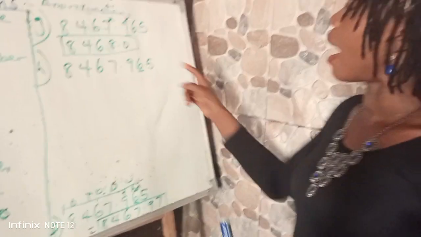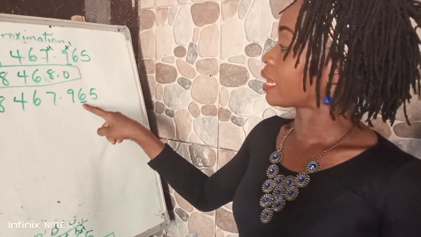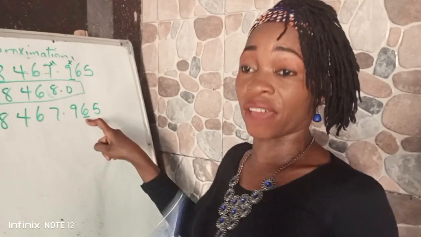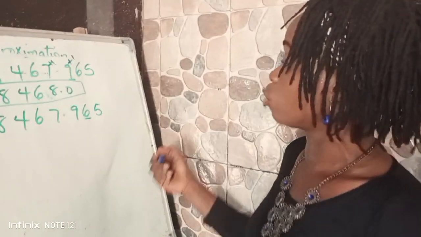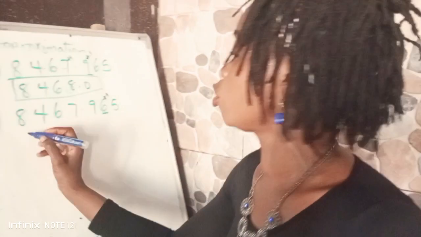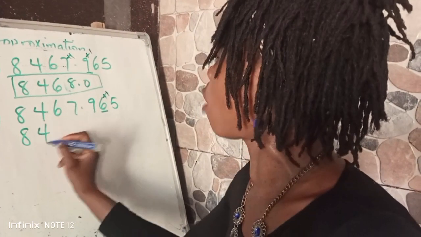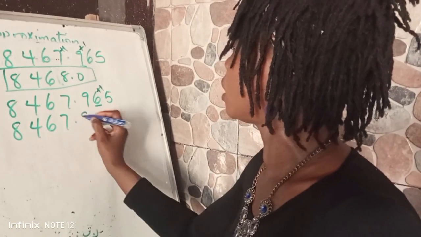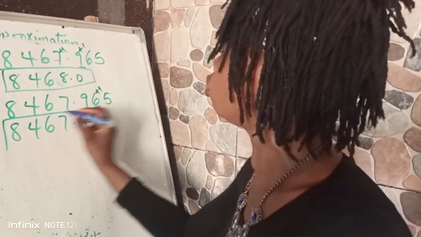The next number after the underlined number, is it up to 5? Is it up to 5 and above? Yes, it is 5. So it means we'll round it up as 1 and add it as plus 1 here. So your answer will be 8467.97.